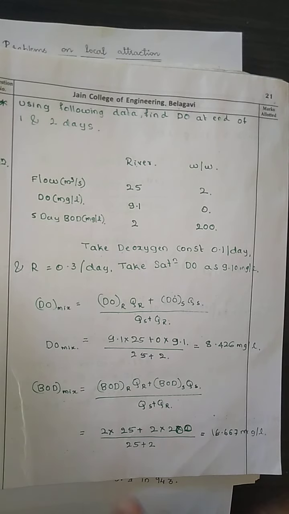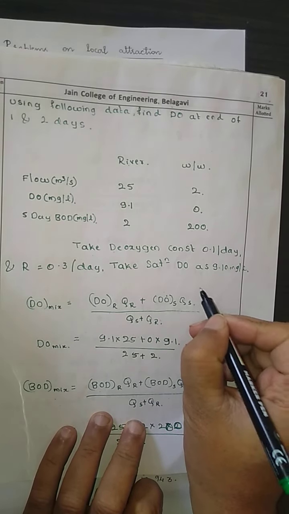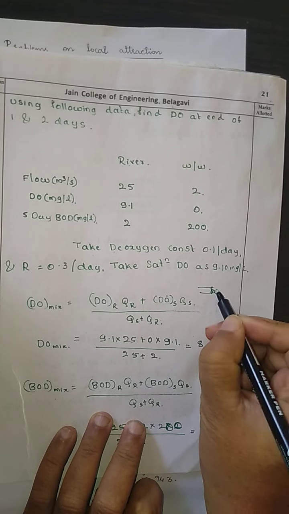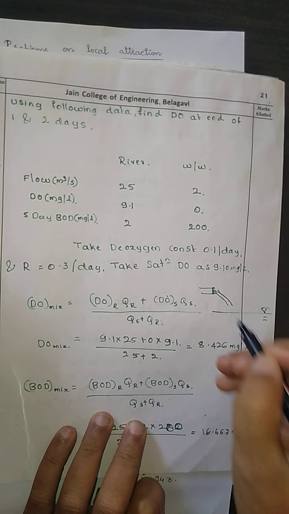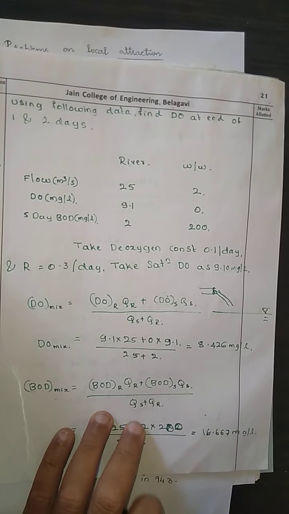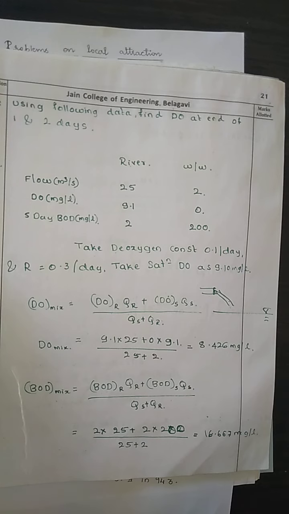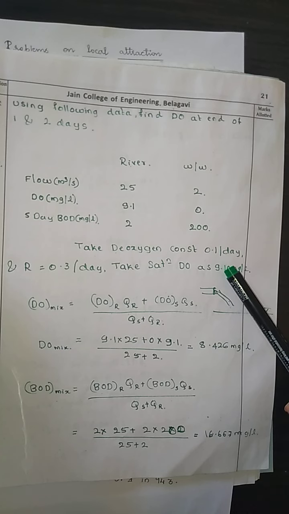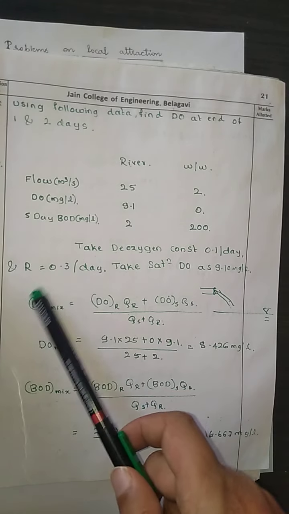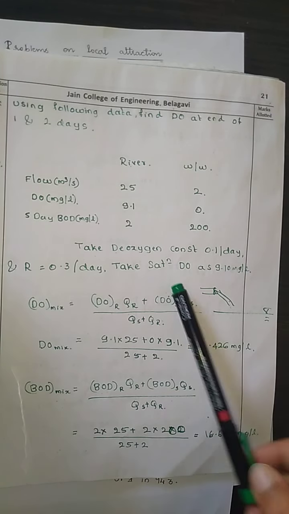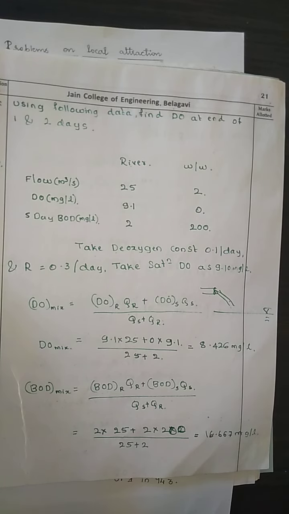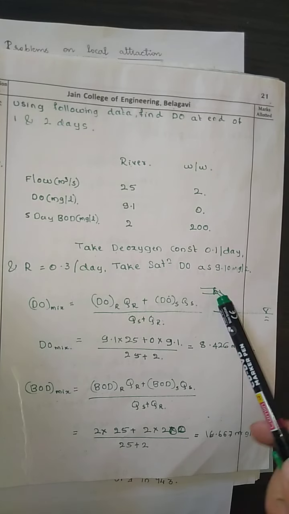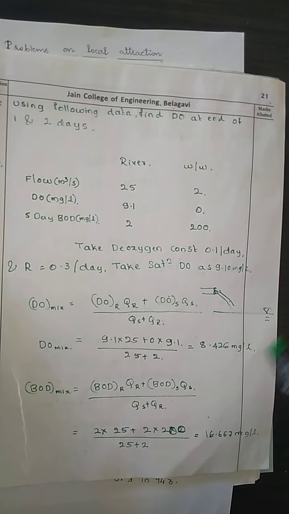Now here the wastewater is going to mix with the river. So we need to find out, taking the deoxygenation constant K as 0.1 per day, and R, the reoxygenation constant, as 0.3 per day. Take the saturation DO as 9.1 mg per liter. Saturation DO, as I have told, is for the DO of a river.